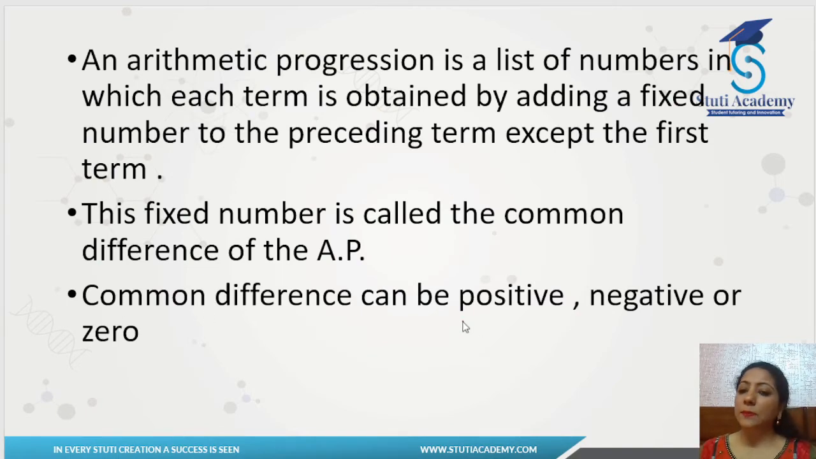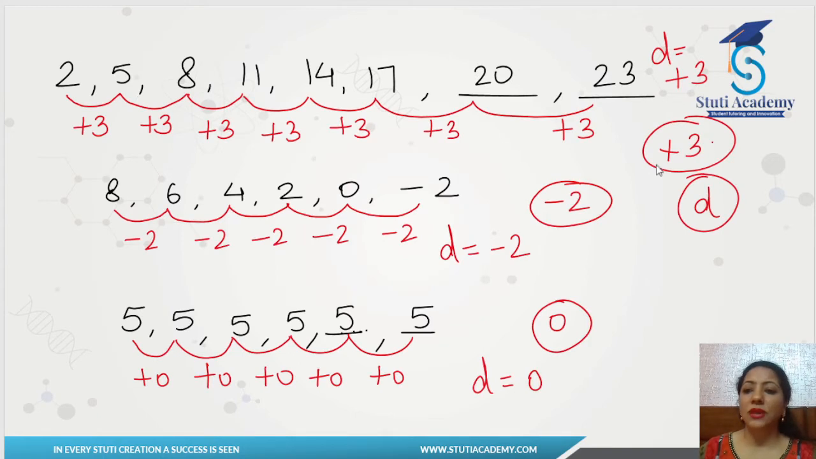The common difference can be positive, negative, or 0. As we just noticed, here we have a positive number, here we have a negative, here we have 0. So the common difference can be anything. It can be a positive number, a negative number, or 0.